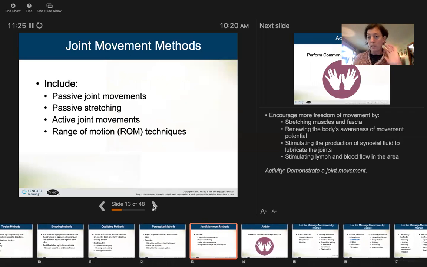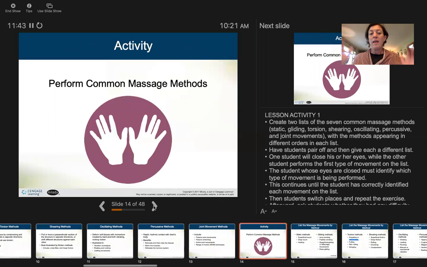And then the joint movements. Passive, well, we'll talk about this more. Of course, the passive is when they're just relaxed and you do the work, whether you're moving or stretching. Active is when you have them resist. And range of motion is when you are checking how far they can go and seeing if you can encourage the range of motion of any particular joint. Okay.